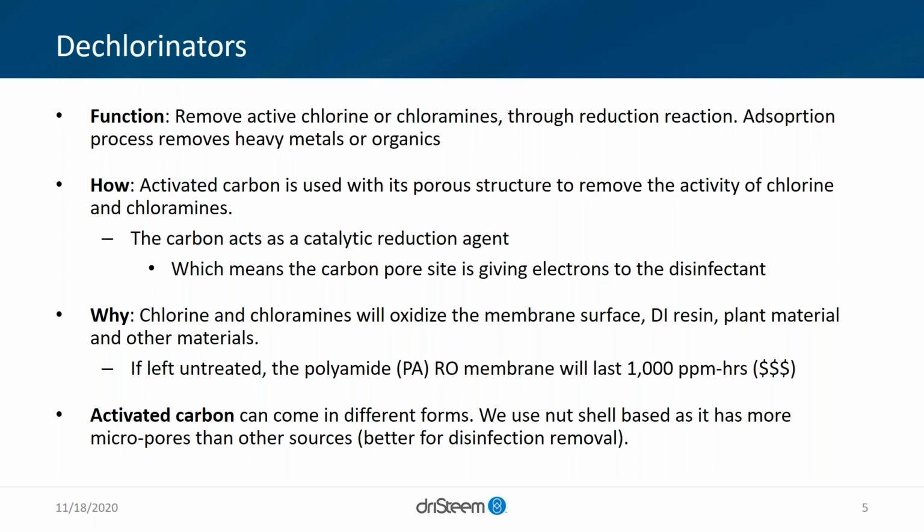Some of the other reasons are upstream of DI resin, and also to protect plant material from being oxidized. That plant itself is biology, and the chlorine's there to destroy it. So the other note on this page is there are different forms, just like there are different reasons to use activated carbon and dechlorinator technology. The most common one is using a nutshell, particularly coconut, to give the most micropores as they activate that.